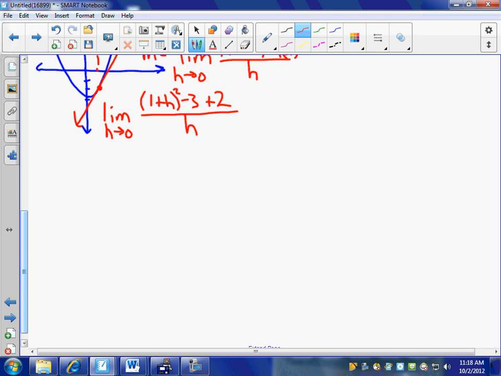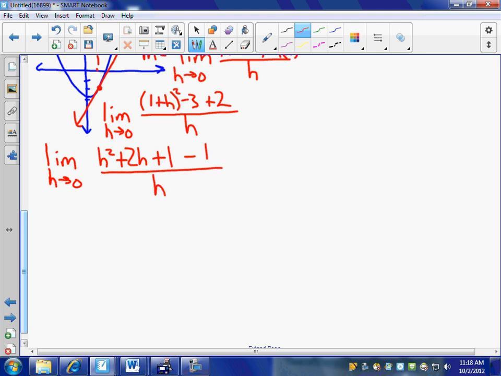Let's apply our theory of limits. The limit as h approaches 0. We practiced solving things like these in section 2.3. So let's do it here. How do I do (1 plus h) quantity squared? h squared plus 2h plus 1. And then I have a minus 3 and a plus 2, or a minus 1, all over h.